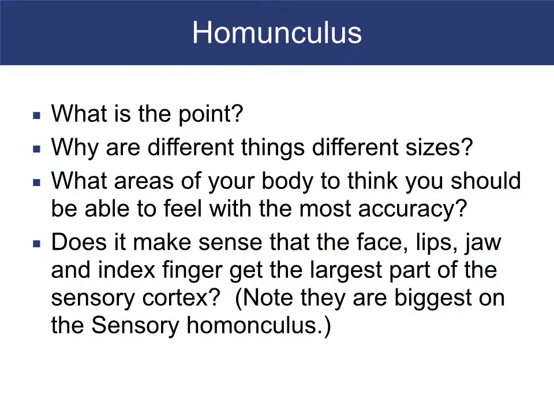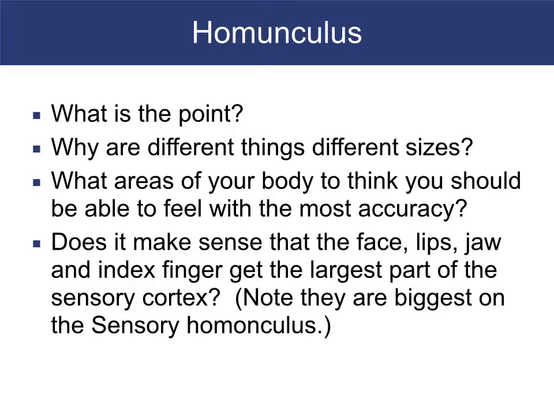So what's the point? Well, the point is that every area of your body on the outside has its own corresponding area of the brain. In other words, we don't touch our finger and then it decides where it wants to go in the brain. It goes to a very specific point that has always been accurately reflecting the sensations coming from that small, tiny area of the brain. Why are different things different sizes?